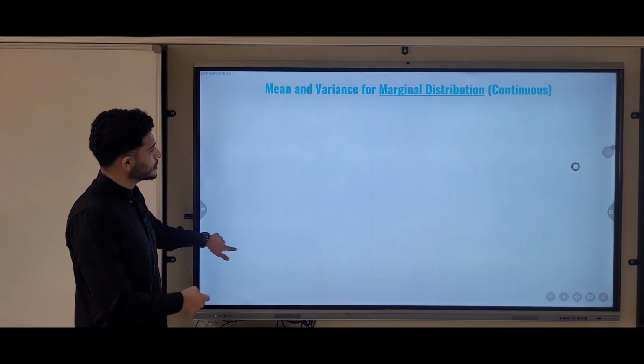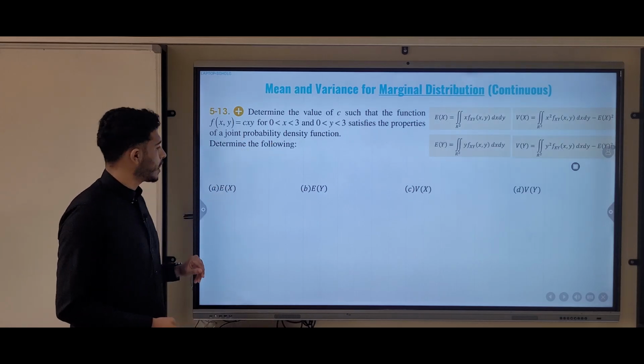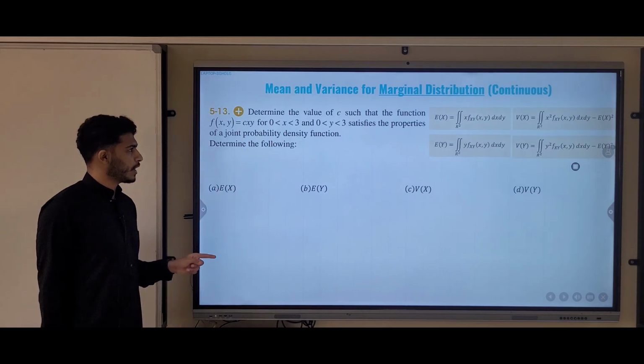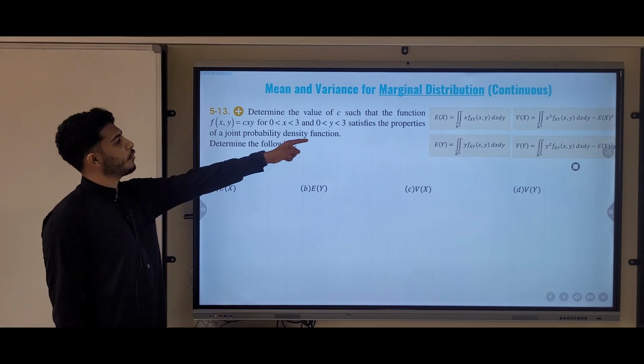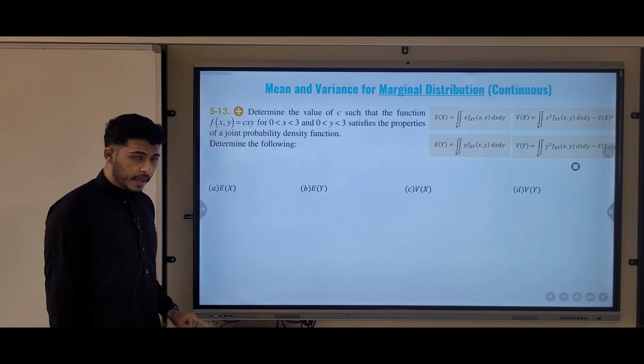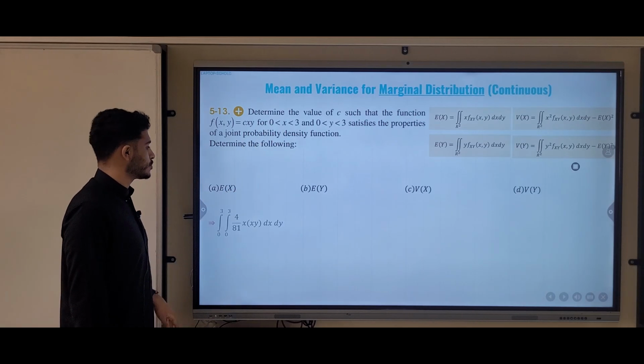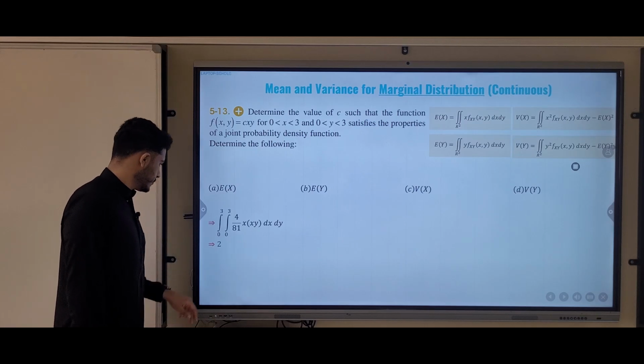Now for the continuous case, we're going to have the formulas here, and we're just going to implement them right away. So for the expected value for x, you can implement the formula right away there, where you multiply this function by x, and you integrate over the whole region of x and whole region of y, which should yield the answer here at the end.